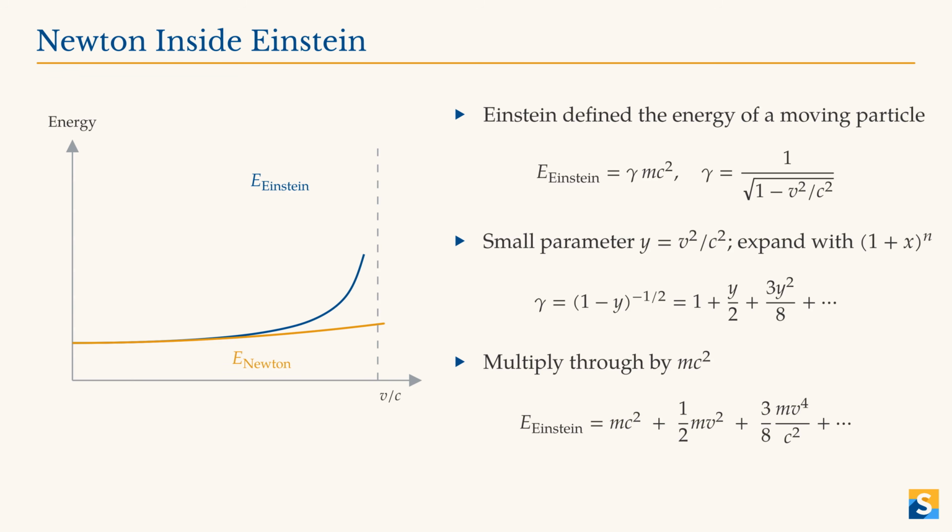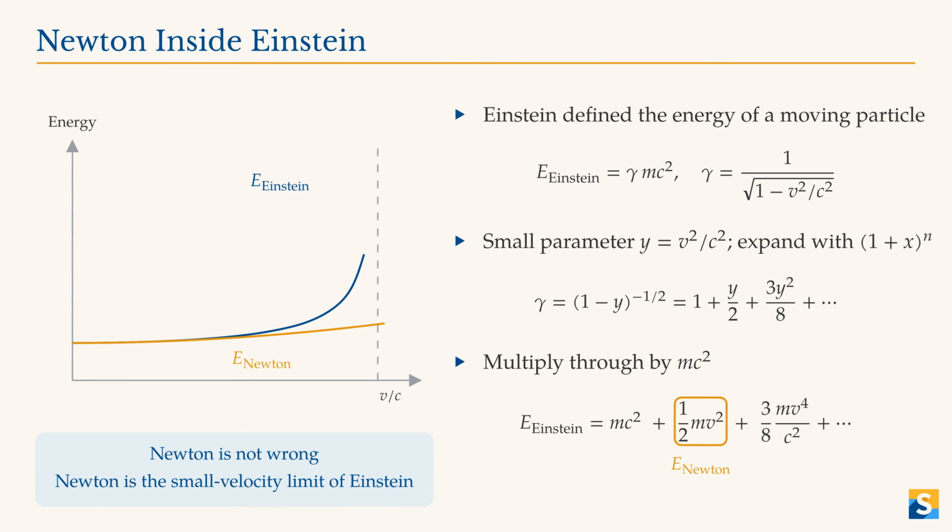First, mc squared, the rest energy, there whether you move or not. Then, exactly 1/2 mv squared. That term is Newton's kinetic energy, hiding inside Einstein's formula as the first Taylor correction. Newton wasn't wrong. Newton is the small velocity limit of Einstein. That single sentence is the deepest thing in this lecture.